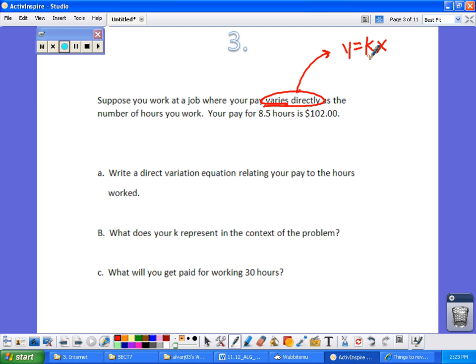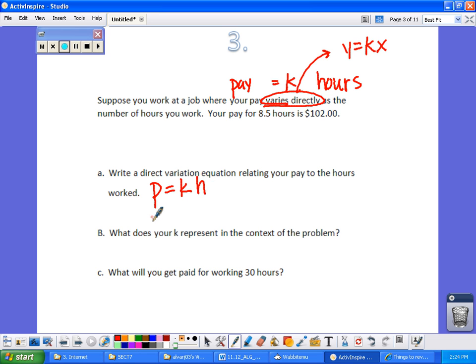What I'm going to tell you for this is I would definitely think about what does the y represent and what does the x represent. So, what are we comparing to each other? We're comparing the pay, where "varies directly" is your k, which is also called the constant of variation. It's really the same thing as slope. And they're comparing it to the number of hours. So, when I write my equation, I could say the pay is equal to k times the hours.